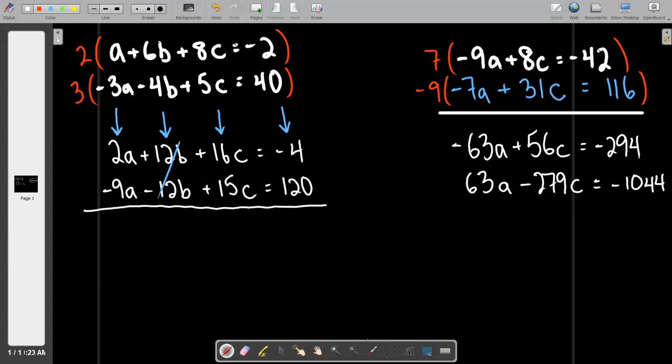I did it in my head and I got -1044. Did I mess that up? Is that right? Cool. Okay, good. So what we have now is a beautiful little 2x2 system that's ready to cancel. So I'm going to cancel out my A's when I add downwards. And how many C's are we going to get?